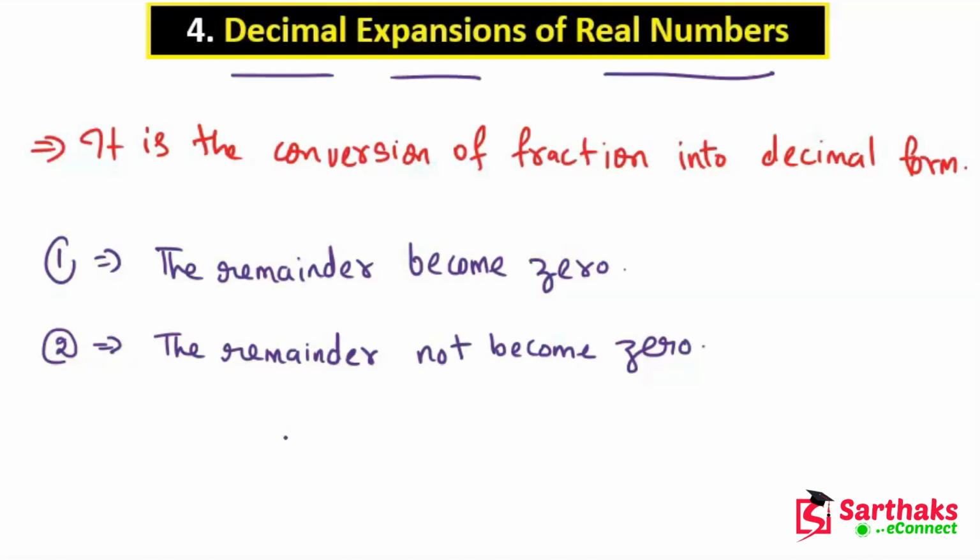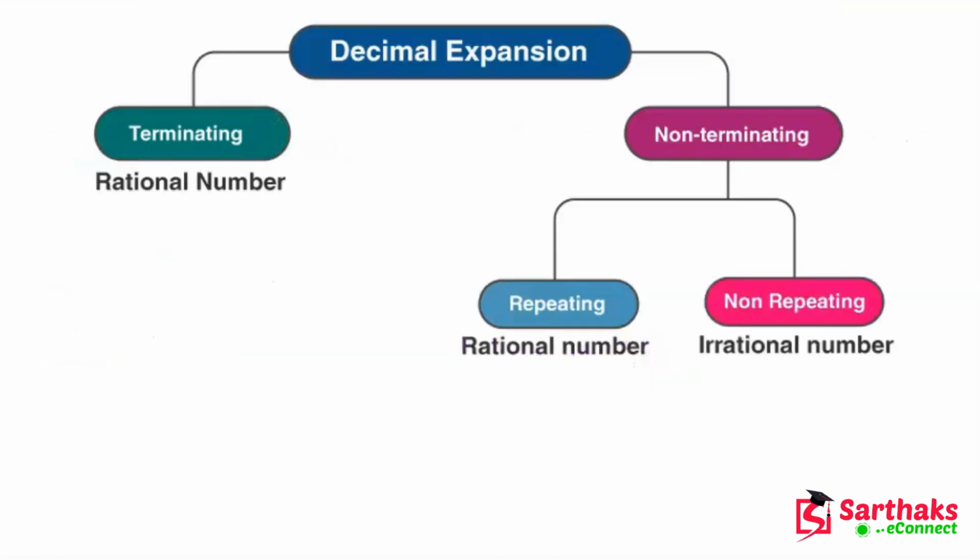On the basis of these two conditions, we can identify whether the number is rational or irrational. How can we find it? Here is the chart of decimal expansion. There are two conditions. First, when the number is terminating, let's suppose 2.5. This is a terminating number. In this case, the remainder becomes 0. That type of numbers are rational numbers.